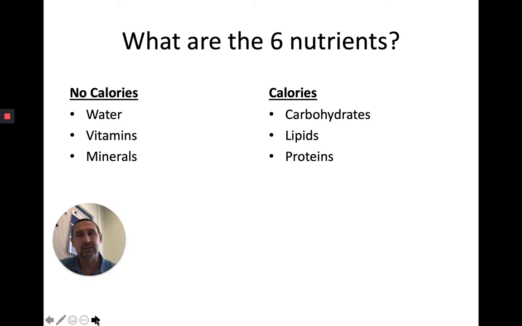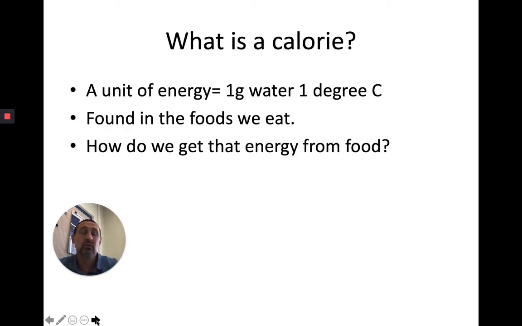That raises another question. That question is, what's a calorie? A calorie is just a way that we can measure energy. It's a unit of energy. We find calories in the foods we eat. So you might pick up a Snickers bar and it says 250 calories. This is a measure of how much energy that Snickers bar can give you. Now the problem is, if we don't use that energy, we store it as fat.